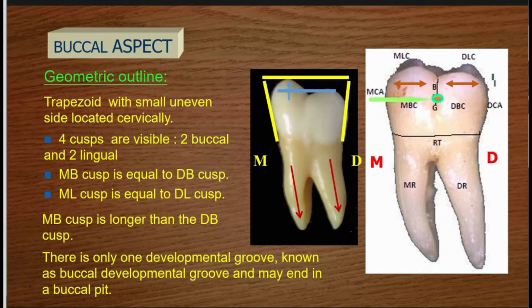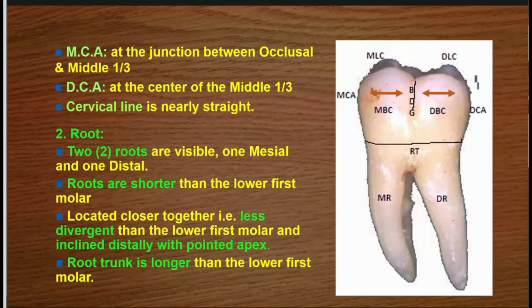Mesial contact area is at the junction between the occlusal and middle third, and distal contact area is at the center of the middle third. This is the mesial contact area, junction between the occlusal third and middle third, and this is in the middle of the middle third. Cervical line is nearly straight.